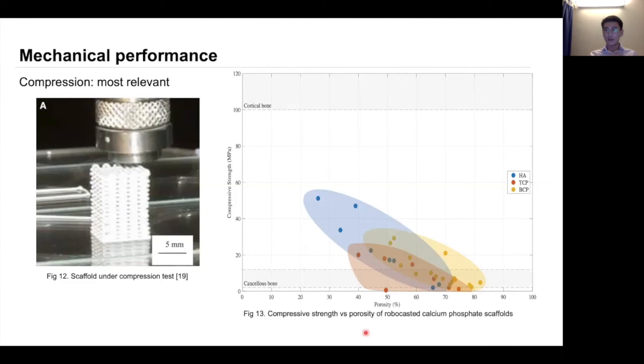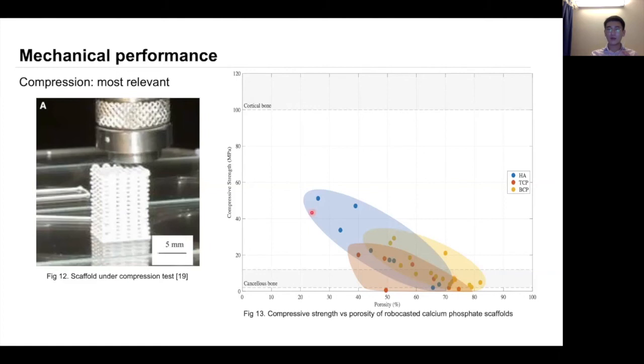As we can see here, there's a strong relationship between compressive strength and porosity. With increasing porosity of the scaffold, the compressive strength would decrease, and this makes perfect sense, as the more porous the structure is, the more easily it fails under compression.